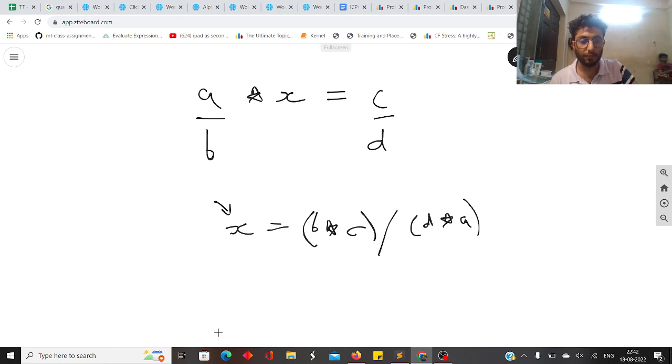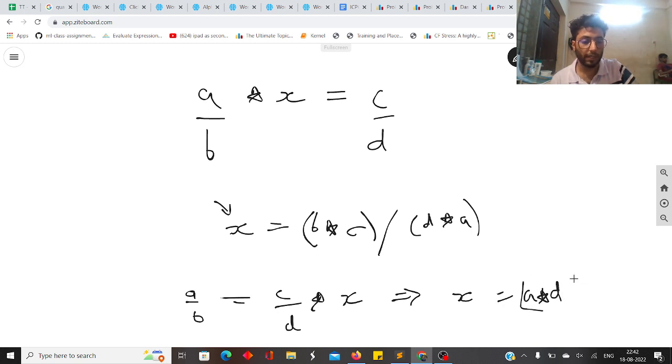In the other case, when we multiply c by d with x, a by b is equal to c by d into x. In that case, your x comes out to be a into d divided by b into c.